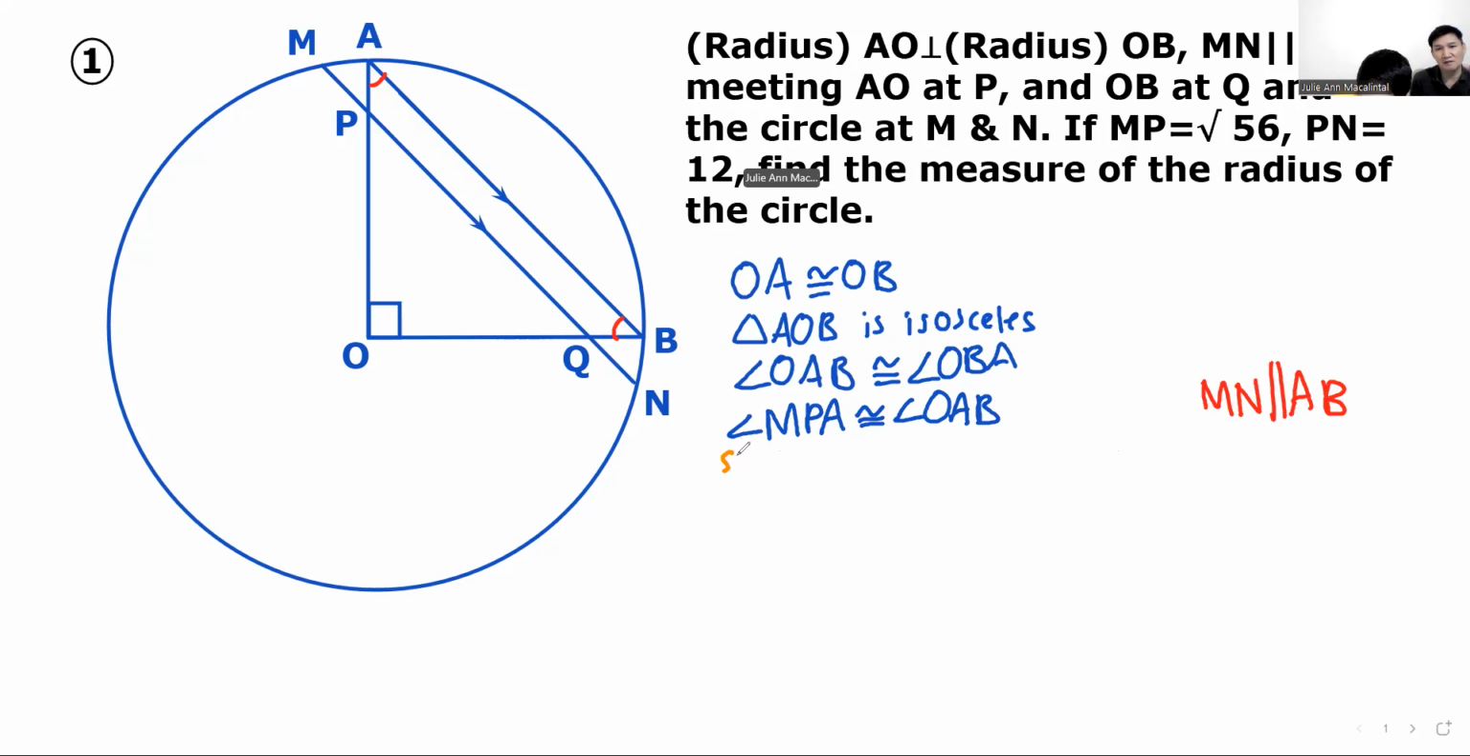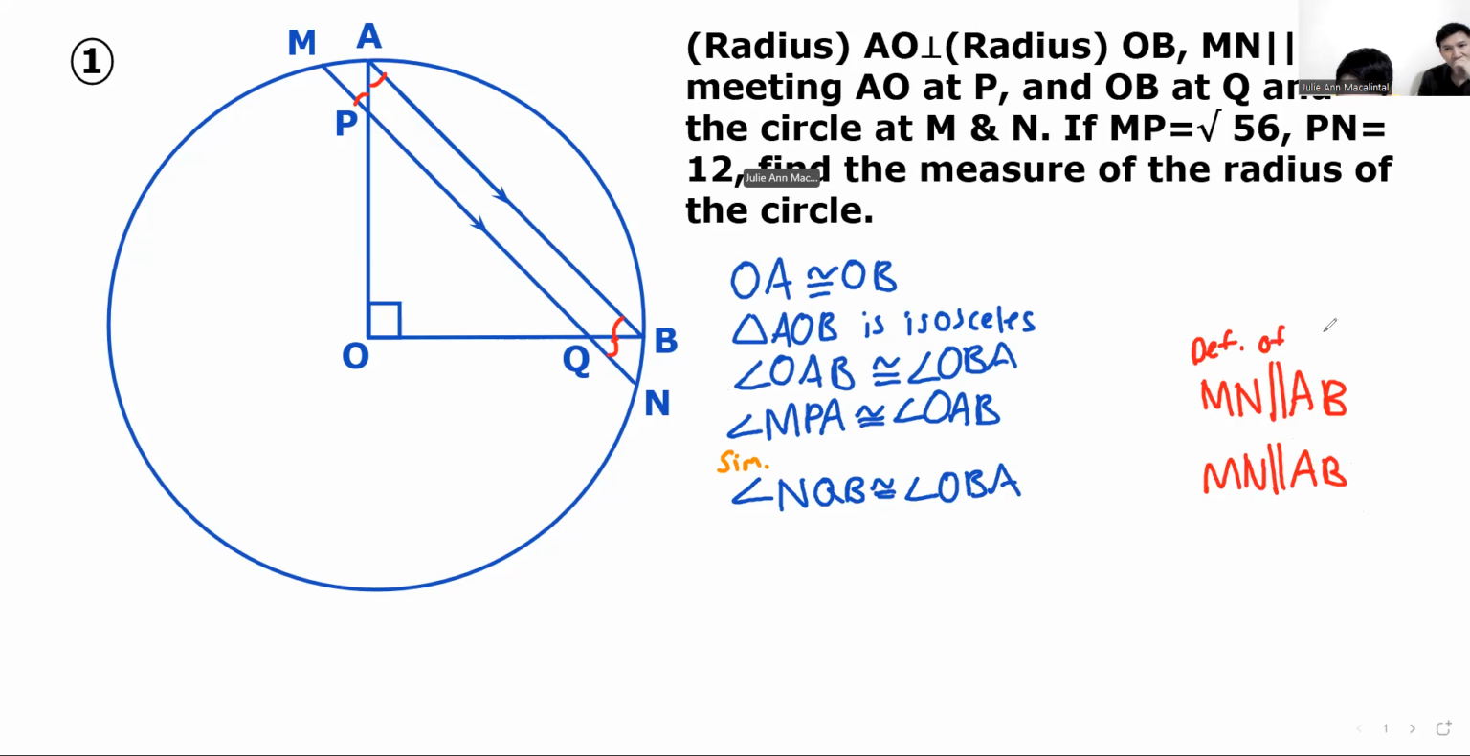Similarly, angle NQB is congruent to angle OBA. You can put marks. Those are alternate interior angles, because MN is parallel to AB.